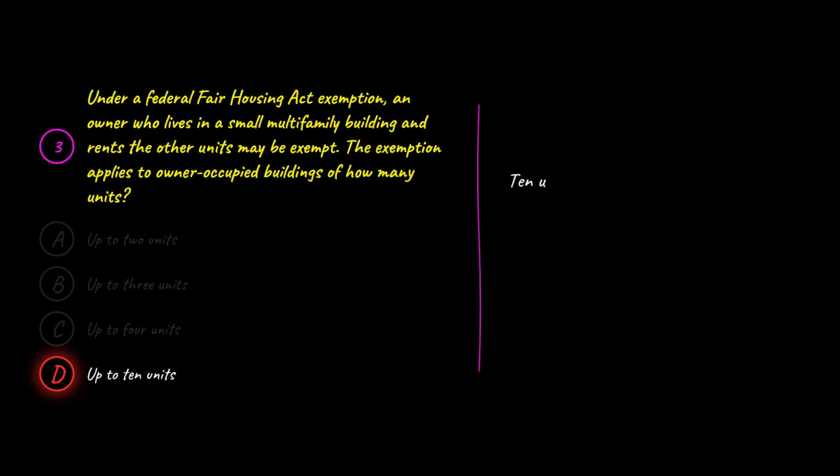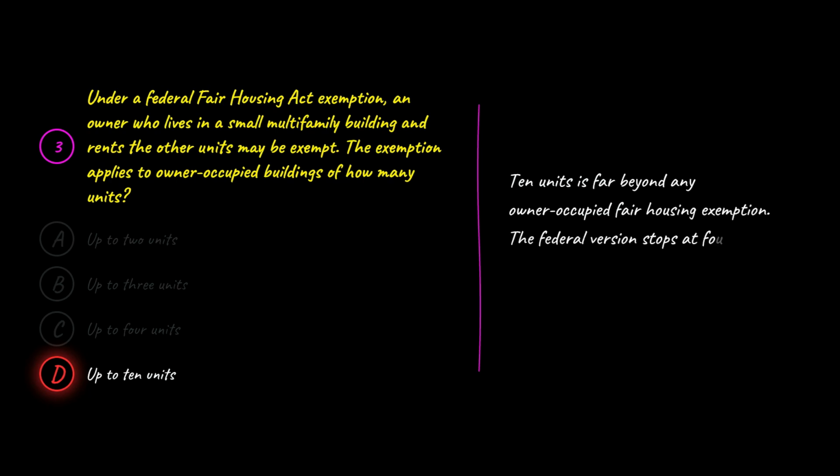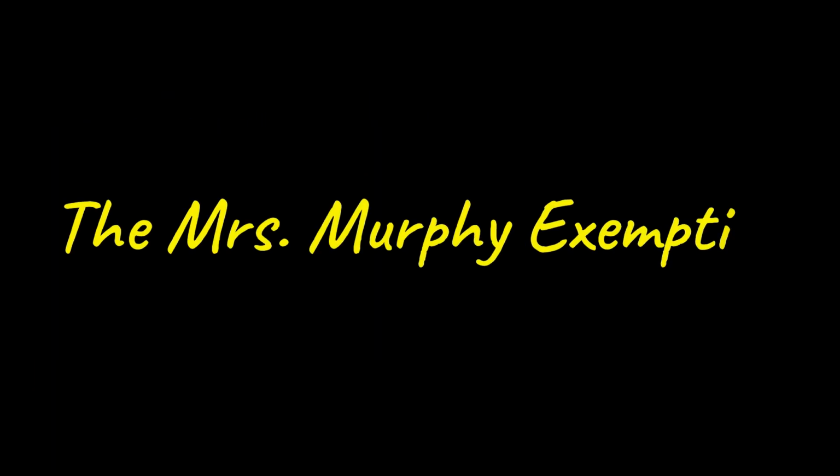D is wrong because 10 units is far beyond any owner-occupied fair housing exemption. The federal version stops at 4-unit dwellings and never reaches a building as large as 10 units occupied by its owner. Fair housing law sets a broad federal floor against discrimination, but Congress carved a few narrow exemptions into it.